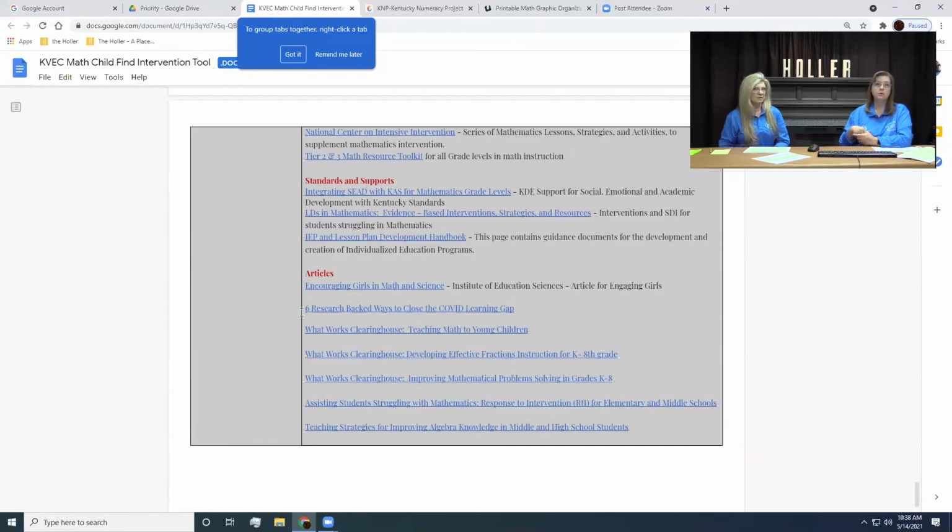Social emotional learning is going to be a big thing, so KDE has developed a great resource for that. Then of course, LD and mathematics, to look at your standards, helps to break it down. For any student that's struggling in mathematics, you can find a place in there to go and do the next steps. And then of course, the IEP and lesson plan development handbook that we have, which is on the KDE site too. This contains documents to help you develop and create individualized education programs to put the student on the right path.